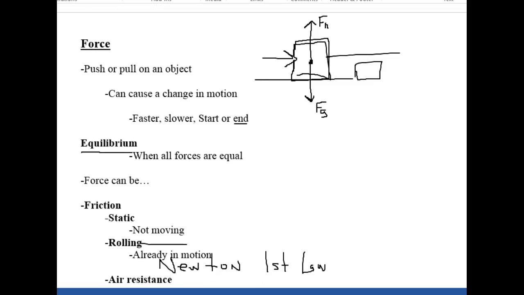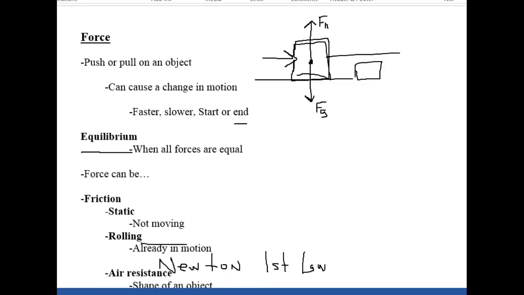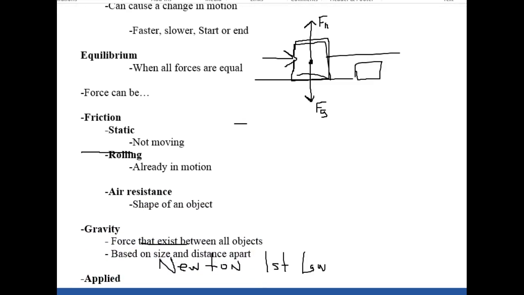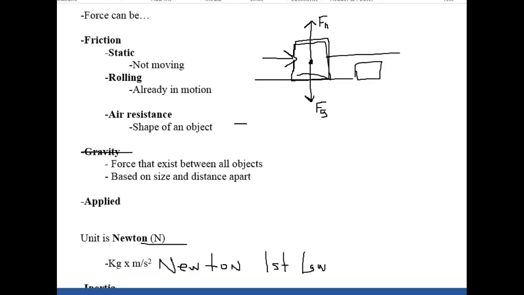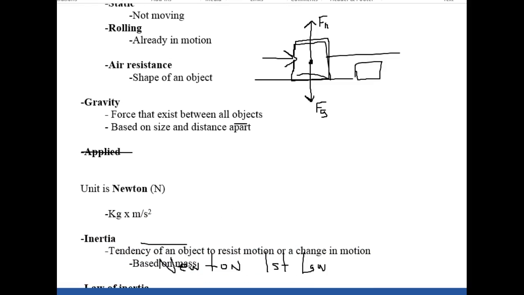Equilibrium is something that's associated with force, and if something is in equilibrium, it will either not be moving or its movement will not be changing. Force can cause an object to move faster or slower, can cause it to start moving if it's not, or it can cause it to slow down or reduce in speed if it is. Examples of forces are friction, gravity, air resistance, applied forces, and the unit for force is a Newton.